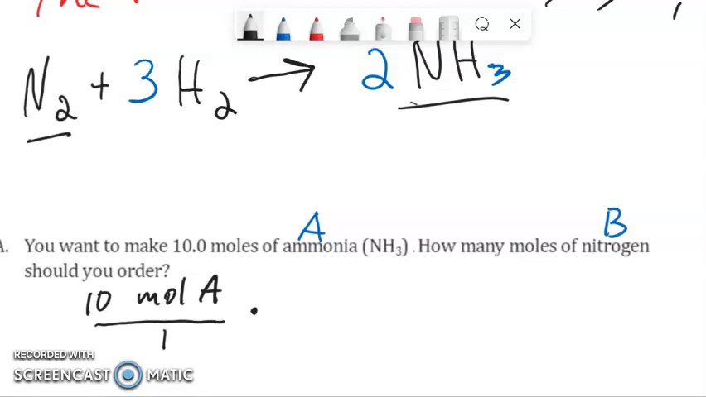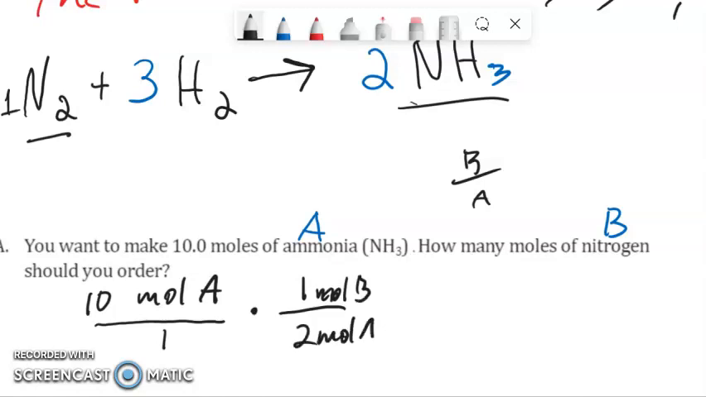The coefficient in front of nitrogen is 1. The coefficient in front of ammonia is 2. We ought to have the ratio of B to A here. So we want to have 1 mole of B per 2 moles of A. All right? And so this means that if we want to get 2 moles of ammonia, we need 5 moles of nitrogen.